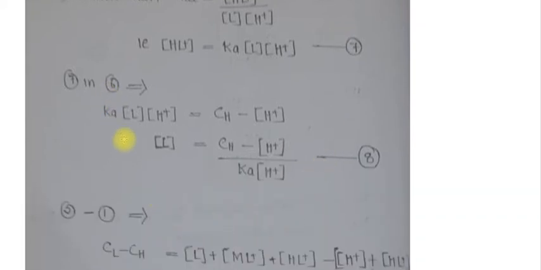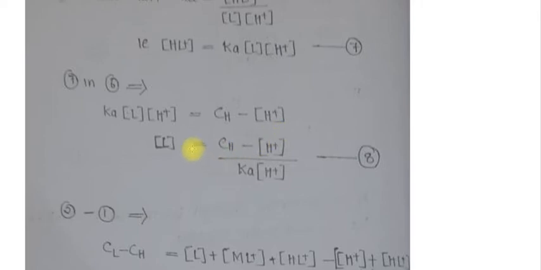And we also know that Ka is equal to the concentration of HL plus divided by the concentration of L into the concentration of H plus. That is, the concentration of HL plus will be equal to Ka into the concentration of L into the concentration of H plus, and that is considered as equation number 7. Now we are applying equation 7 in equation number 6. That means we are substituting the value of the concentration of HL plus in equation number 6. Then equation number 6 will become Ka into the concentration of L into the concentration of H plus equal to Ch minus the concentration of H plus.